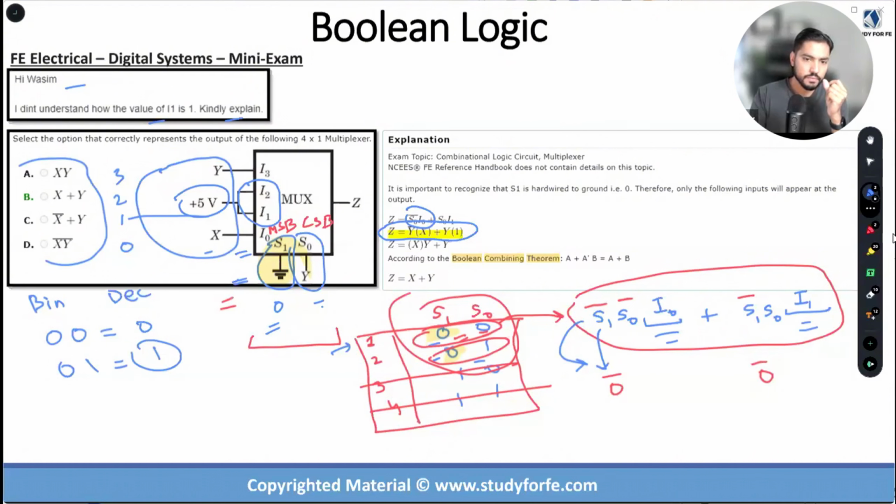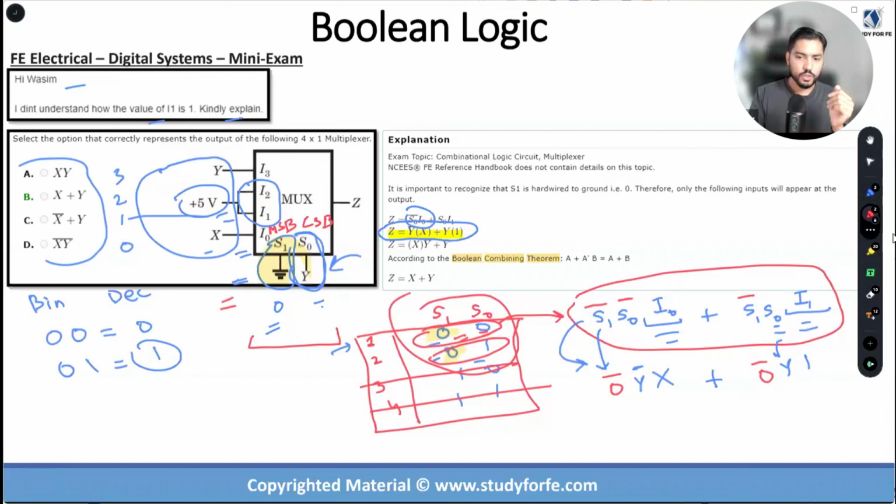What about S0? If I look at S0 over here, S subscript 0 is equal to a Y. So this basically is a Y bar. Correct? What about I0? I0 is a X. Okay. So S0 is equal to a Y. What about I1? And this is really the question that the student asked me. I1 is equal to plus 5 volt, which is a high, and a high is equal to a 1. So far, so good? Okay. Now let us see where we go from here.